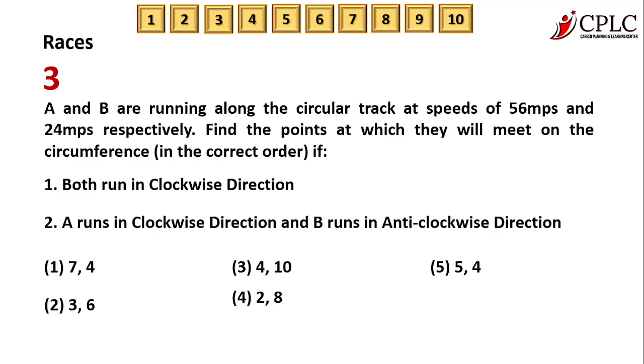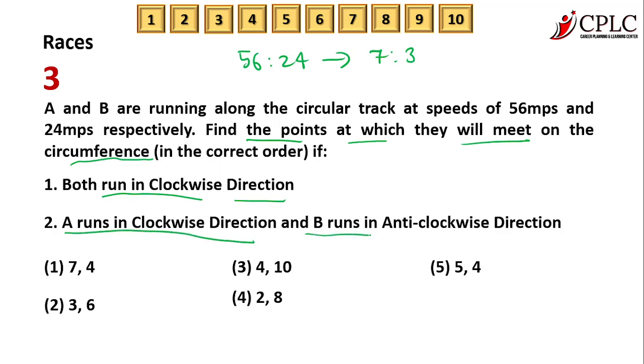Let's do question number three, for example. It says A and B are running along a circular track at the speeds of 56 meters per second and 24 meters per second respectively. So their ratio of speeds is given. If I divide them by 8, it is 7 and 3, that's the ratio of the speeds. Find the points at which they will meet on the circumference if they run in the clockwise direction, and A runs clockwise and B runs anti-clockwise is what they are saying.